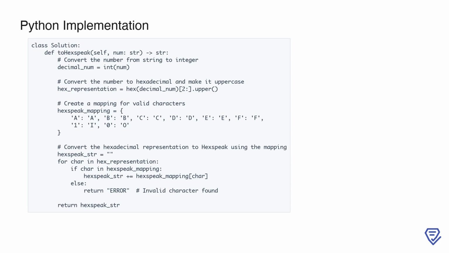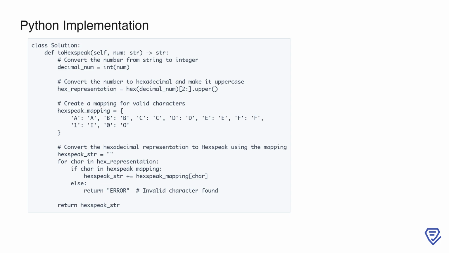If the character is valid, it appends the mapped value to the resulting string. If an invalid character, e.g., 2, 3, is encountered, the function immediately returns "error", as the string cannot be a valid Hexspeak representation. The solution ensures clarity, handles edge cases like invalid characters, and directly returns the converted Hexspeak string if all characters are valid. The algorithm efficiently processes the input in O(n) time, where n is the length of the hexadecimal representation, making it suitable for large inputs.